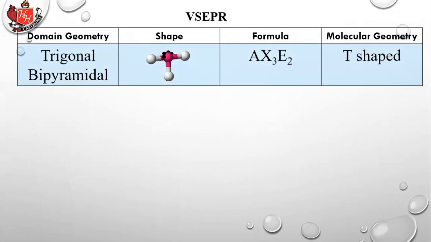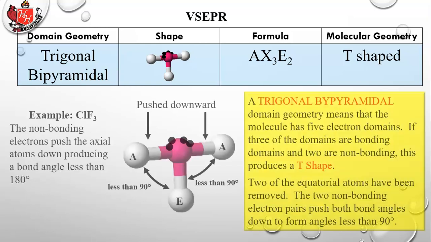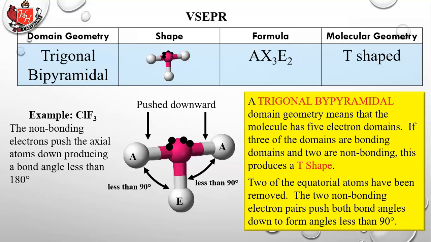Okay, so we're still in the trigonal bipyramidal family, domain geometry, which means 5 electron domains total. So here you see that 3 of them are bonding, X3, and 2 of them are lone pairs. You see those up on the top of the image there. And that logically forms a molecule called a T-shape. So let's read this. A trigonal bipyramidal domain geometry means that the molecule has 5 total electron domains. If 3 of the domains are bonding domains and 2 are non-bonding, this produces a T-shape.